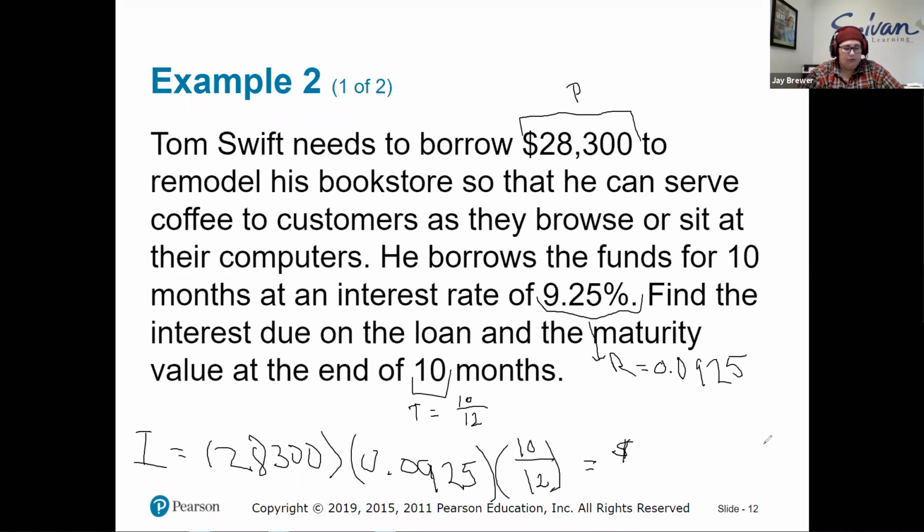Let's figure out what this interest is going to be. And what do you guys get? 2,181 and 46 cents. Good. Remember, you always round to the nearest cent unless for some reason it tells you not to, and then you would round to the nearest dollar. But is that what they want for this specific problem? Is that what they asked us to find?